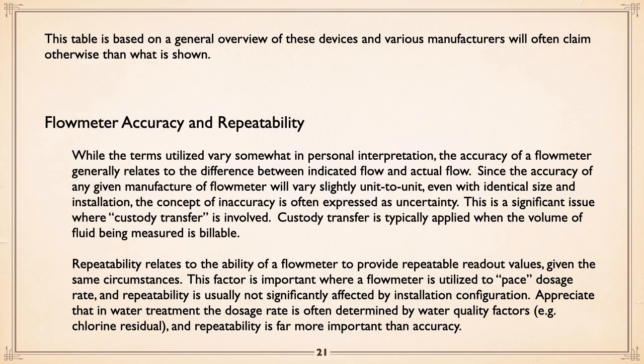Okay. The table is a general view. Manufacturers will often claim other than what you see there, but I would use that table based on experience. I think it's useful. Now, flow meter accuracy and repeatability. While the terms used vary somewhat in interpretation, the accuracy of a flow meter generally refers to the difference between indicated flow and actual flow. Since the accuracy of a given flow varies slightly, even with identical size, the concept of inaccuracy is often expressed as uncertainty. This is a significant issue where custody transfer is involved.